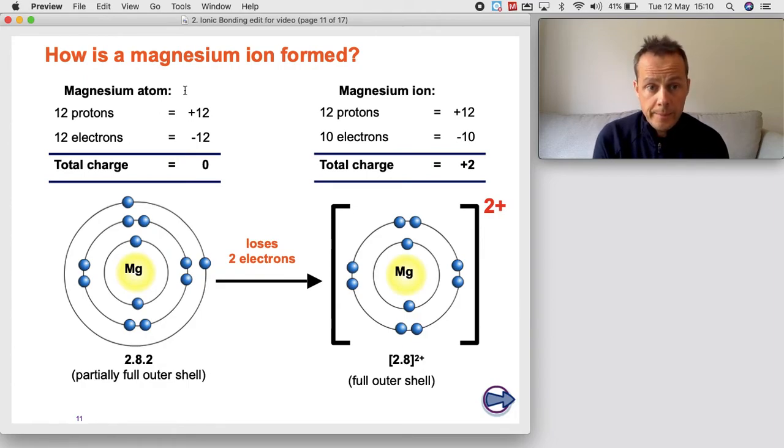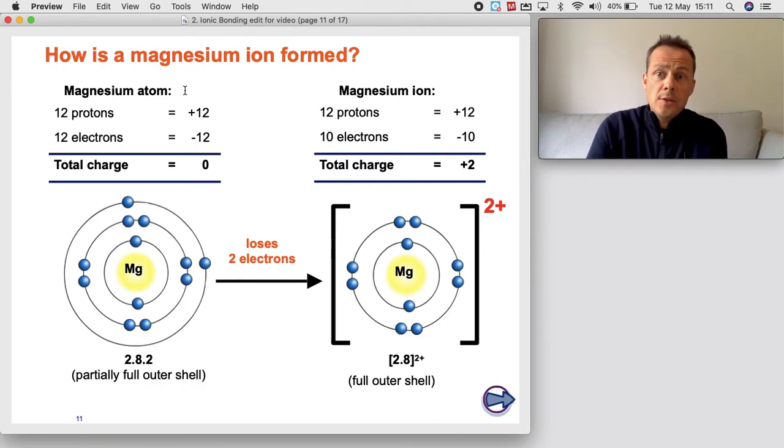2 things that could happen. It could lose 2 electrons, or it could gain 6 electrons to make it stable. The element will do the easiest possible thing, which is to lose 2 electrons. Now, we have not lost any protons. Still 12 protons in the nucleus. But we've gone from 12 down to 10 electrons. So because we have got an imbalance, we've got 12 positive charges and 10 negative charges, we have an overall charge of +2, creating a magnesium ion with a charge of +2.